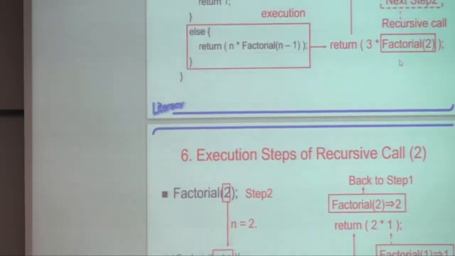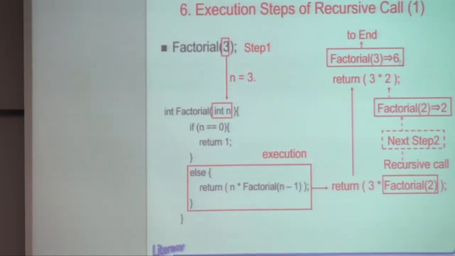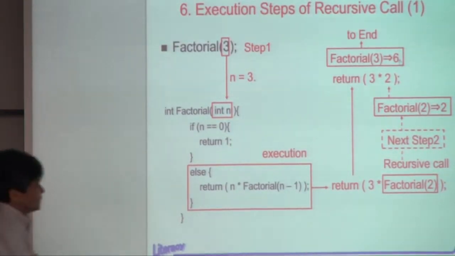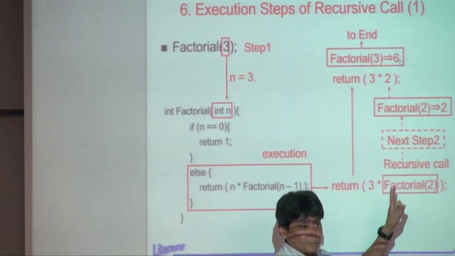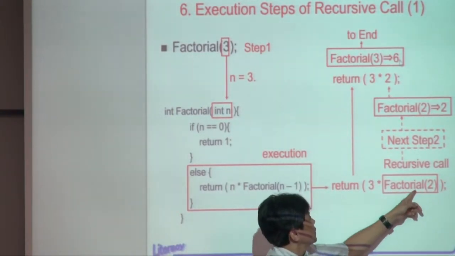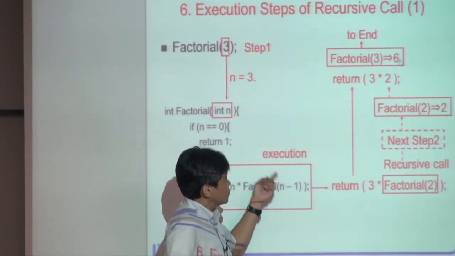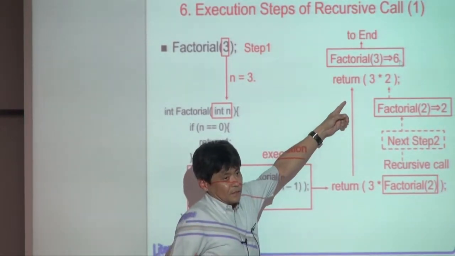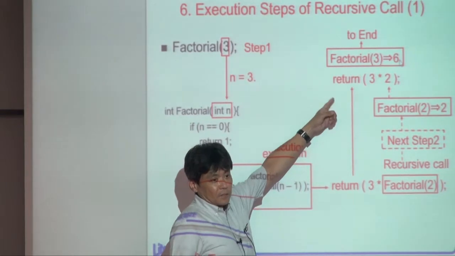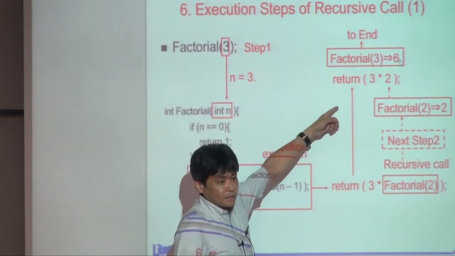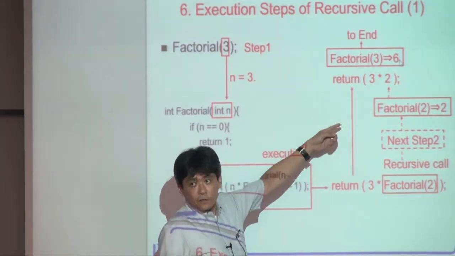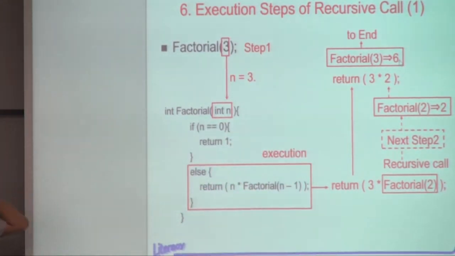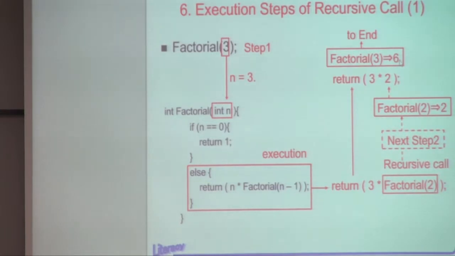Furthermore, you can go back to the first part. Factorial 2 is calculated as the integer 2, so this part will be executed like this. Finally, you obtain the final answer, 3 multiplied by 2. Its answer is 6. So can you understand? Do you have any questions? No?